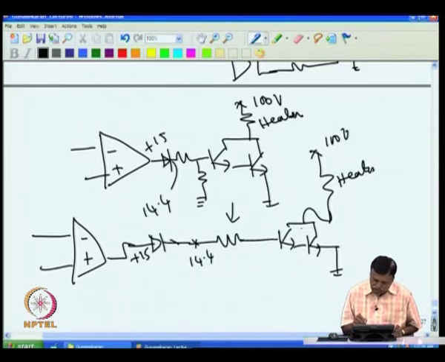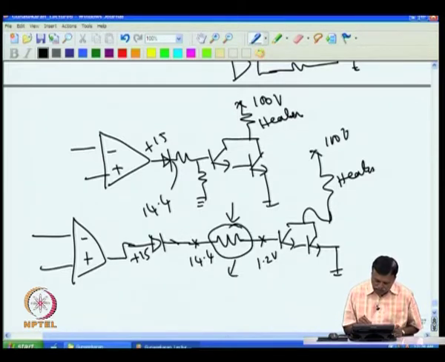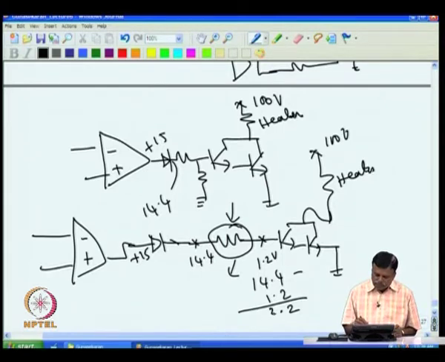more than 0.6. So, the voltage across this is only 0.6, which means this will sit at 1.2 volt maximum, not more than that, automatically. So, the difference across this, if you see, the voltage across this is 14.4 minus 1.2, that is actually 13.2. So, the extra 13.2 volt will drop across this.